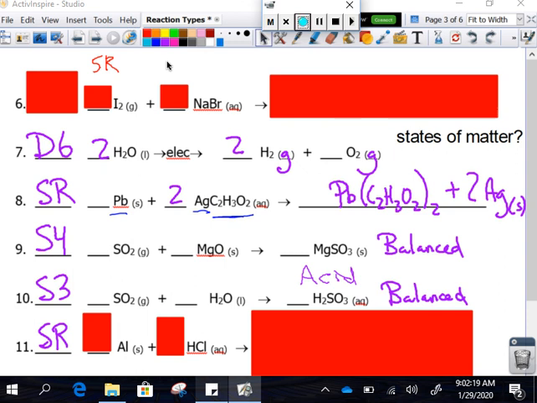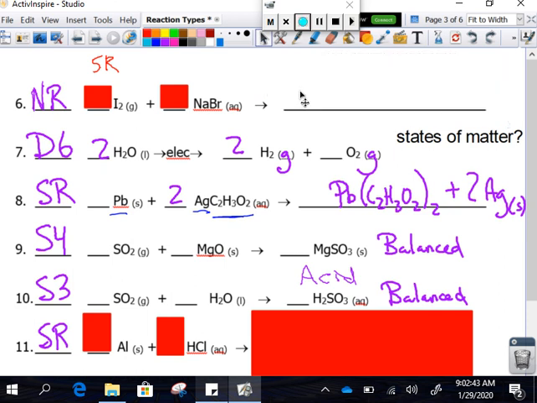Iodine and bromine are both on the nonmetals list, but if you look really carefully, you'll notice that iodine is below bromine. So that means no reaction is actually going to happen. Yeah, no reaction. So if there is no reaction, then behind the red box is nothing. Yeah, you don't have to do anything.